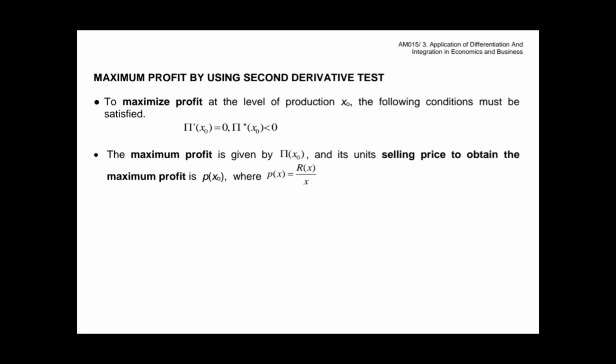How to determine the maximum profit by using the second derivative test? To maximize the profit at the level of production X0, the following conditions must be satisfied. The first condition, pi prime at X equal to X0 equal to 0. And the second condition, pi double prime, the second derivative, at X equal to X0 is less than 0. So the maximum profit is given by pi of X0, and the unit selling price to obtain the maximum profit is P of X0. So how do we get P of X? P of X is given by R of X divided by X.